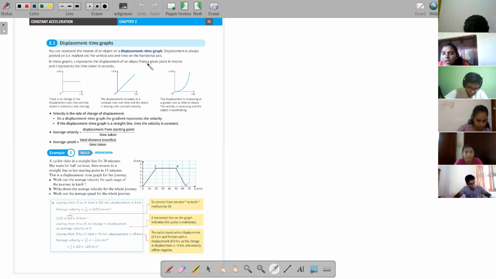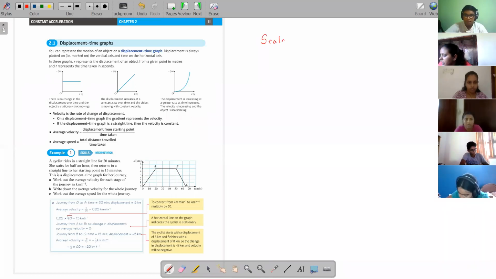So first of all, children, are you all aware about something called vector quantities? Scalar quantities and vector quantities. Do you know about the difference between scalars and vectors? Yes or no? Yeah, teacher.